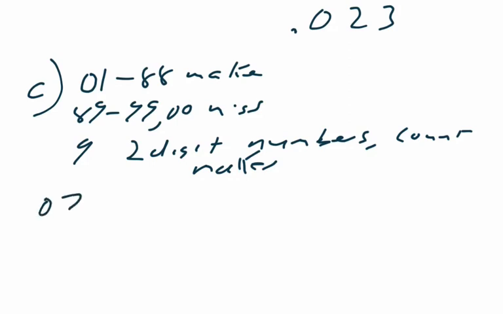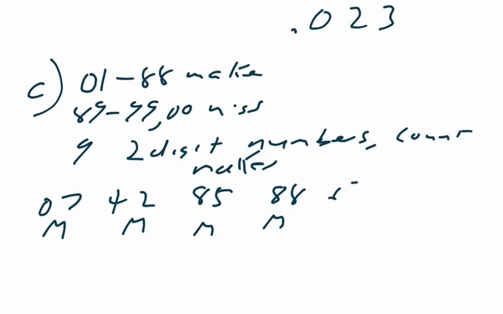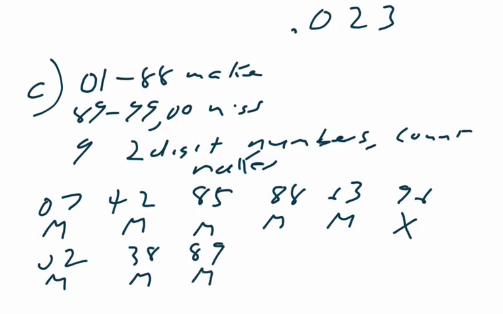So 07 is a make. I'm going to use M for make, and I'll use X for misses. 42 is a make. 85 is a make. 88 is a make. That's 4. 63 is a make. 96 is a miss. And then 02 is a make. And 38 is a make. And 89 is a miss.